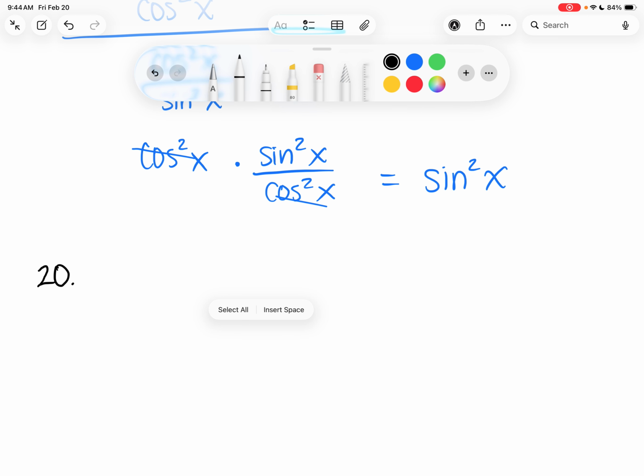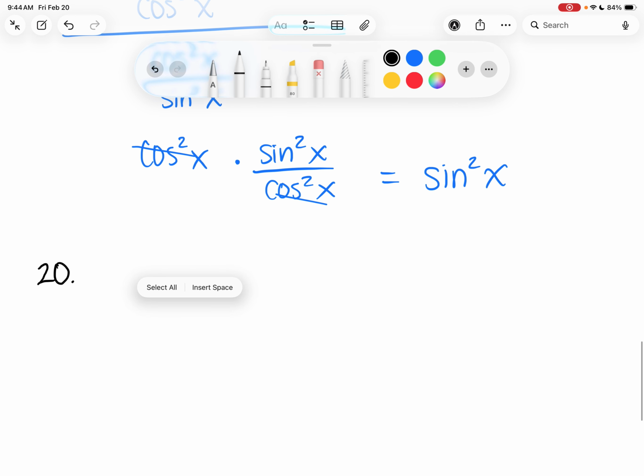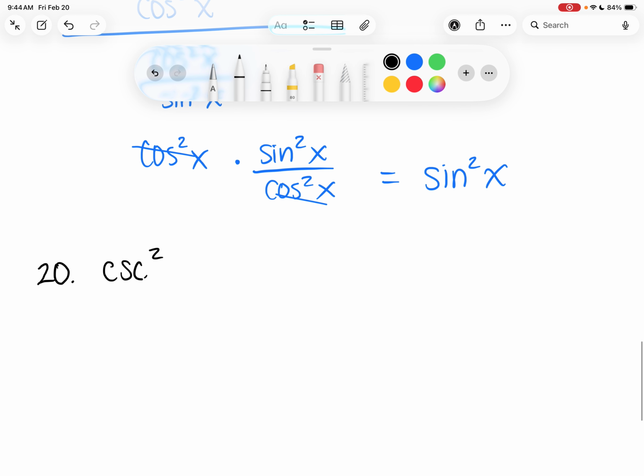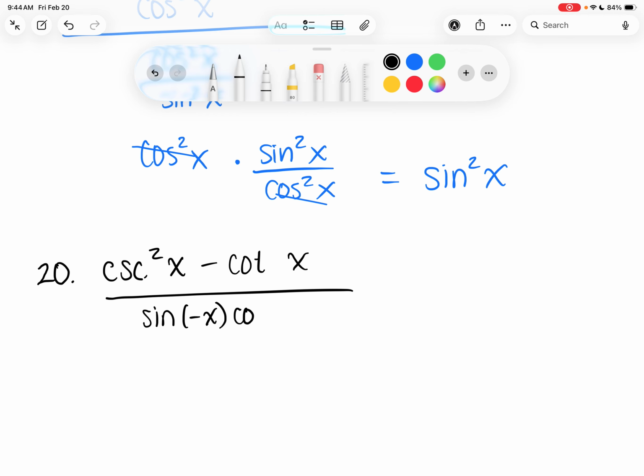And like I said, I think overall these problems are much easier than the ones in the pre-cal book. But because it's the first time you're seeing it, it can be confusing. Next year you're probably going to wish you had these ones instead. Dicey problem. All right, cosecant squared of x minus cotangent squared of x, all over sine of minus x times the cotangent of x.